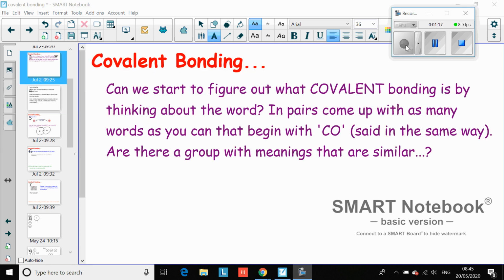So just going back to today, can we figure out what covalent bonding is by thinking about the word? So it says in pairs, come up with as many words as you can that begin with co, said in the same way. But what does that mean? It gives you a clue to the word. So I'll start you off. Cooperate. Other words you can think of beginning with co, and then think about what the word means. That means working together. Ask around, maybe do a quick check on Google or something, see what you can come up with. Okay, off you go.